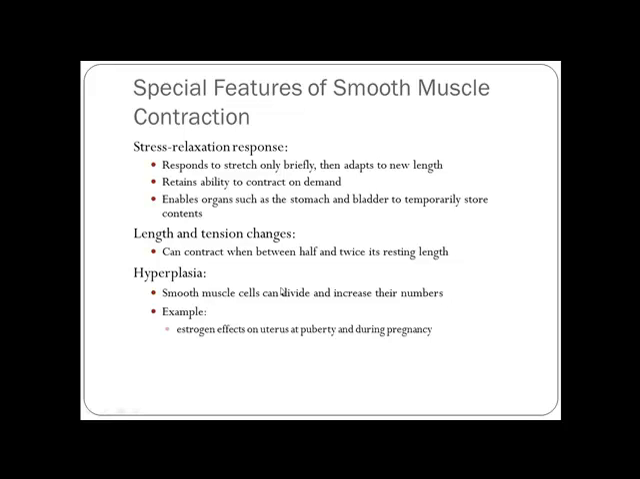Then hyperplasia. Smooth muscle cells can divide. The most specific example where it happens would be in the uterus. For females in puberty, it is going to grow so it can hold a baby, and then once they get pregnant, the uterus is going to have to grow as the baby grows so it can sustain it, and it can be strong enough to push the baby out.